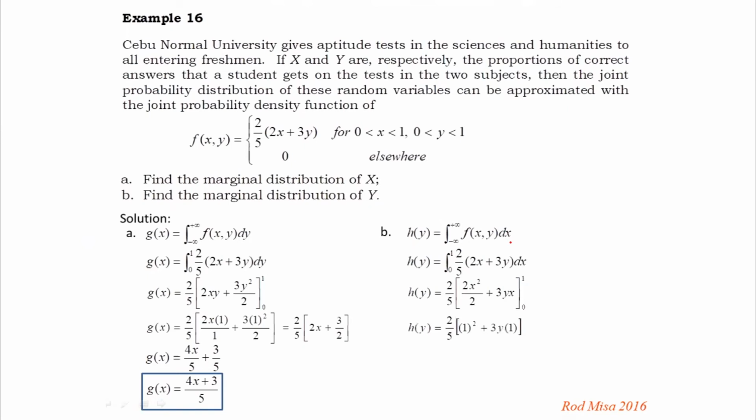So substituting our limits of integration, we have 1 squared plus 3y times 1. And this will be subtracted when you substitute 0 in the expression. But since all expressions have x's, the result is still 0. So we have 2/5 times 1 plus 3y. And distributing our 2/5 in the binomial, we have 2/5 plus 6/5 of y. So therefore, our h of y is 2 plus 6y all over 5.